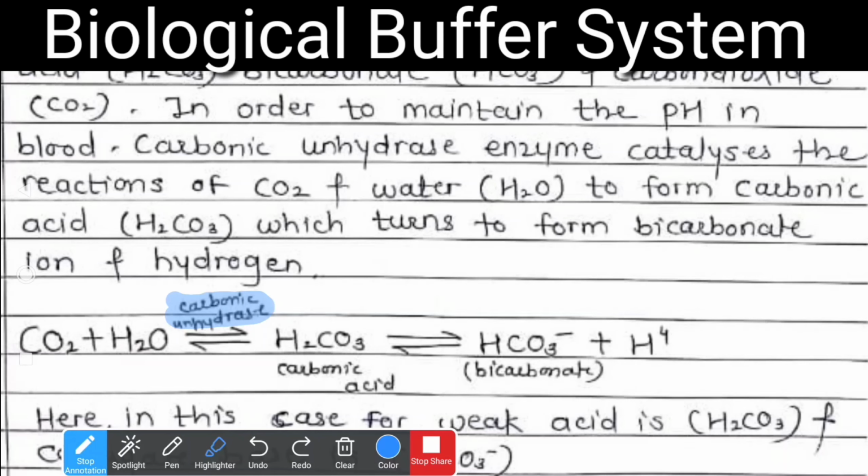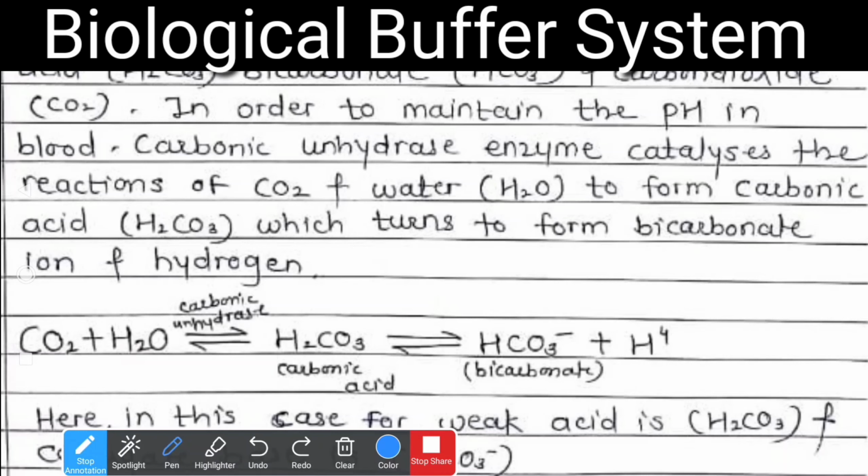Carbonic anhydrase is a very special enzyme found in the cytoplasm of the cell, and it is responsible for the conversion of carbon dioxide and water to carbonic acid. One thing you already know, but I'm giving it for the sake of knowledge, is that enzymes are biological catalysts which speed up the reaction without taking part in the reaction.